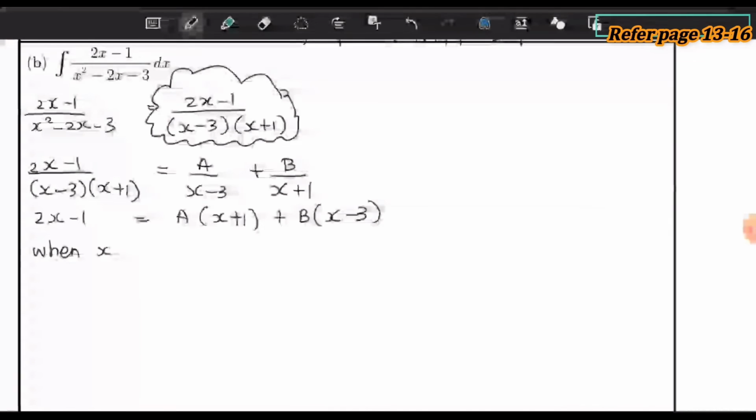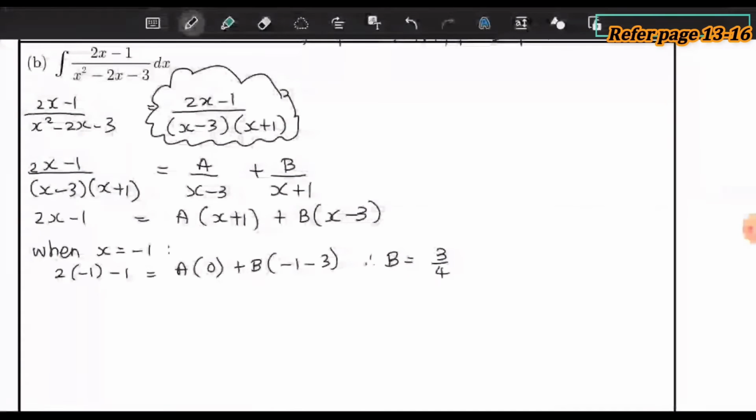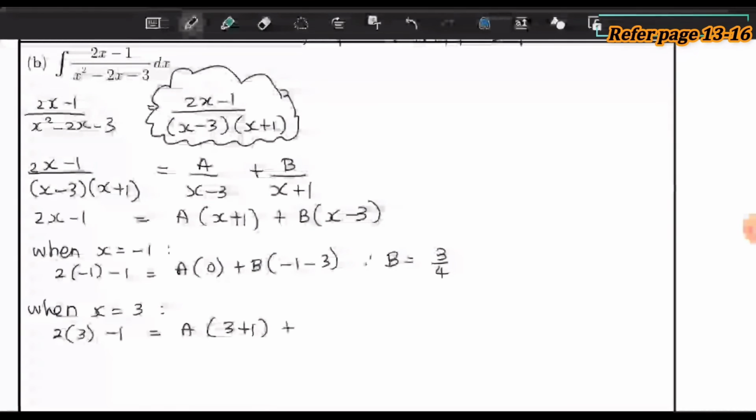For this case, we substitute x equal to negative 1. So, 2 times negative 1 minus 1 equal to A times negative 1 plus 1 is 0, and plus B times negative 1 minus 3. Therefore, you will get B equal to 3 over 4. Next, when x equal to 3, 2 times 3 minus 1 equal to A times 3 plus 1 plus B times 0. Therefore, A equal to 5 over 4.